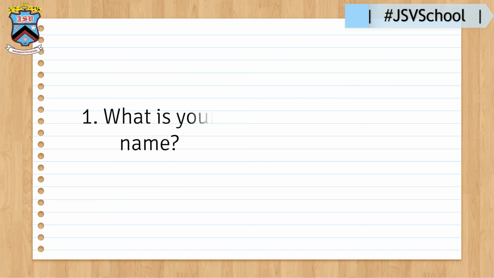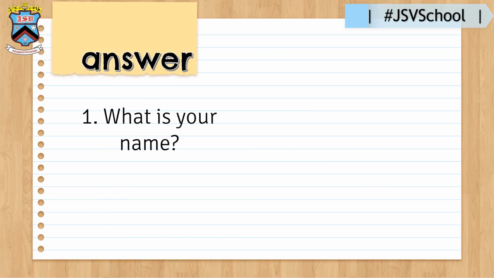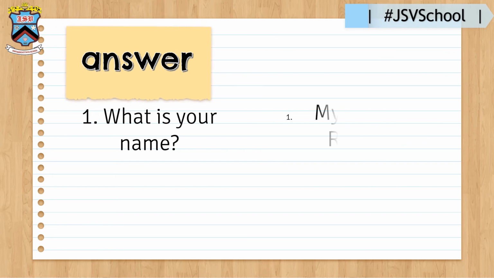Next is using the question word what. The first question is, what is your name? The answer for that question, I want you to say your name. My name is Richard. It asks about information about you, which is your name, right?